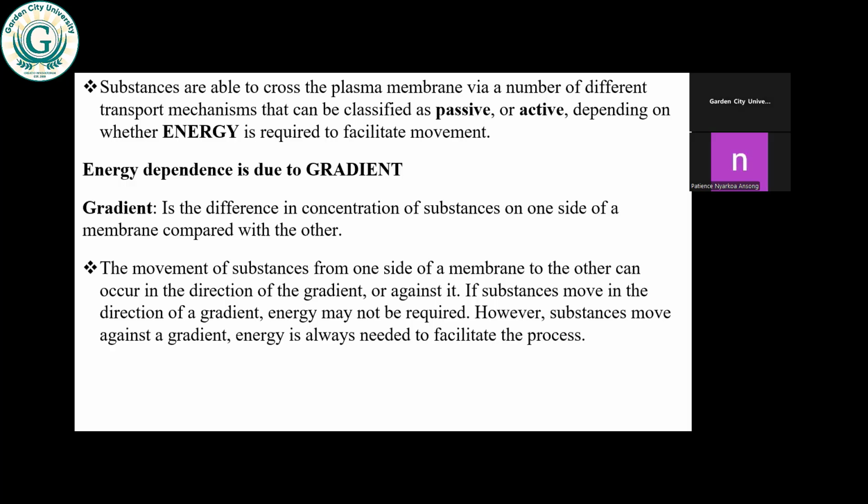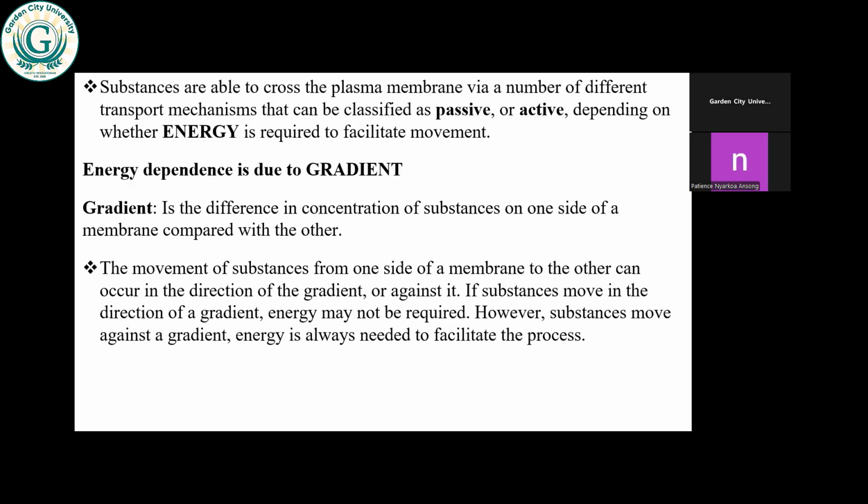I'll take that again, with an example. Let's take glucose. If glucose outside the cell has a higher concentration compared to the concentration inside the cell, a gradient is created. Or for example, outside the cell you have about 10 molecules of glucose, and inside the cell you have 5 molecules of glucose. Since there's a difference between the two compartments, there's a gradient created.